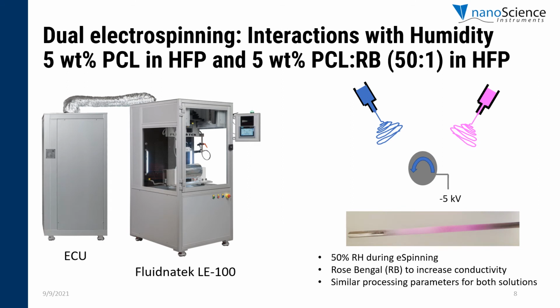A key aspect of multi-needle spinning is how fibers from individual solutions will interact with each other and be collected throughout the sample area. To study this, we performed dual spinning using a PCL solution and a PCL rose bengal solution simultaneously, maintaining similar electrospinning conditions as before, using a minus 5 kV collector and only varying the relative humidity. We also performed fluorescence analysis throughout the sample length to get a sense of the interaction of the two types of fibers, and to see if there is uniformity in how the rose bengal containing solution is distributed throughout the sample length.